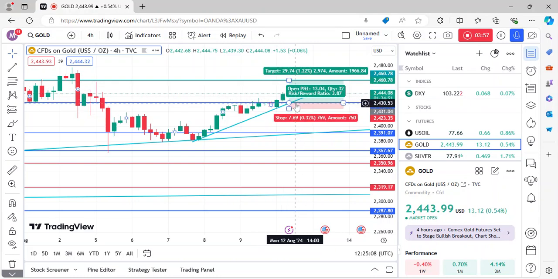As you can see, gold will come to this zone, then we'll bounce back to 2,460.